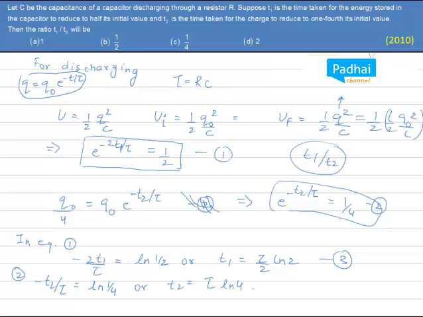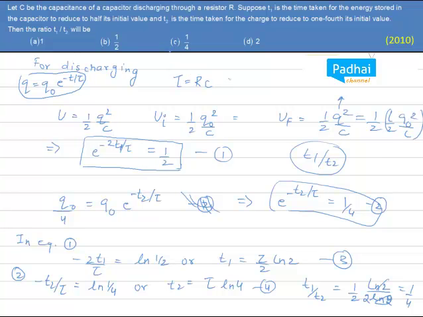Now if I divide the third and fourth, I will get t1 by t2 equal to 1 upon 2 ln 2 divided by ln 4, and we know that we can write ln 4 as twice of ln 2. These will cancel out, so t1 by t2 will be equal to 1 by 4. That means option C is correct.